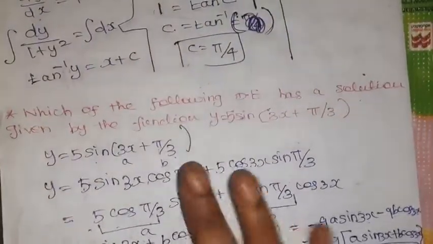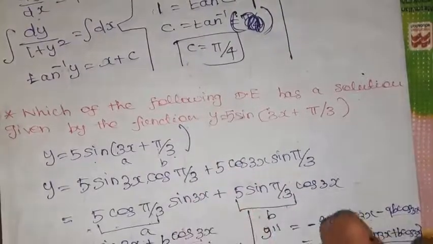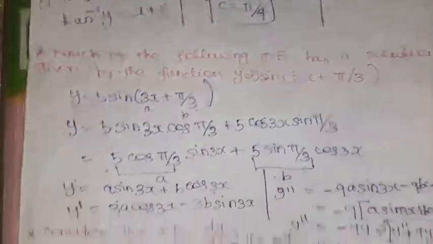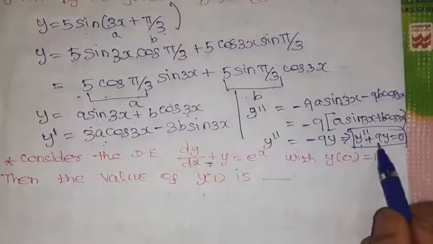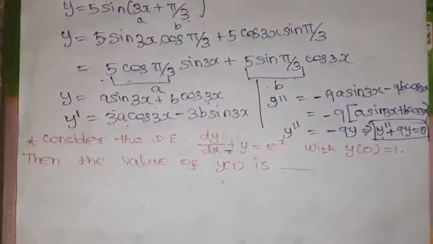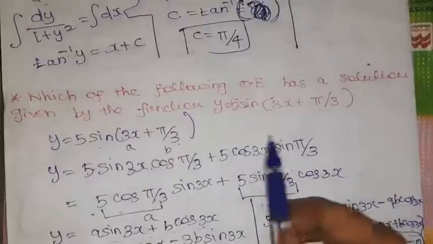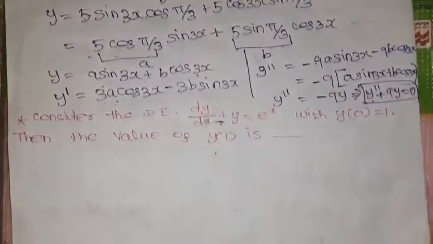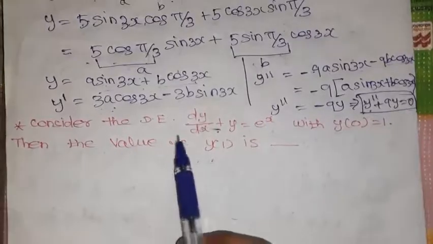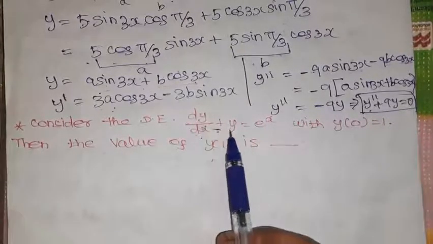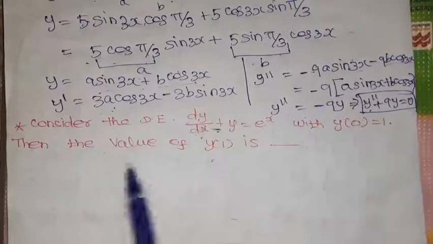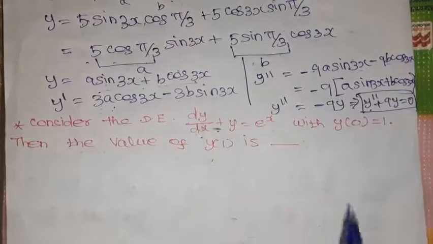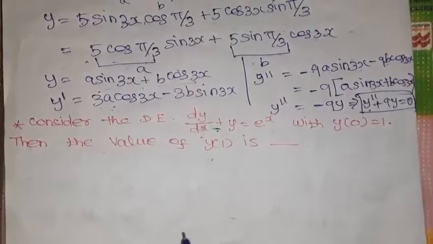This is the method to solve when the solution is given. We need to find out the differential equation using this method. Okay. So y double dash plus 9y equal to 0 is the differential equation for the given solution. Okay. We'll move on to the next one. Consider the differential equation dy by dx plus y equal to e power x with y of 0 equal to 1. Then the value of y of 1. So we'll see how to find out.